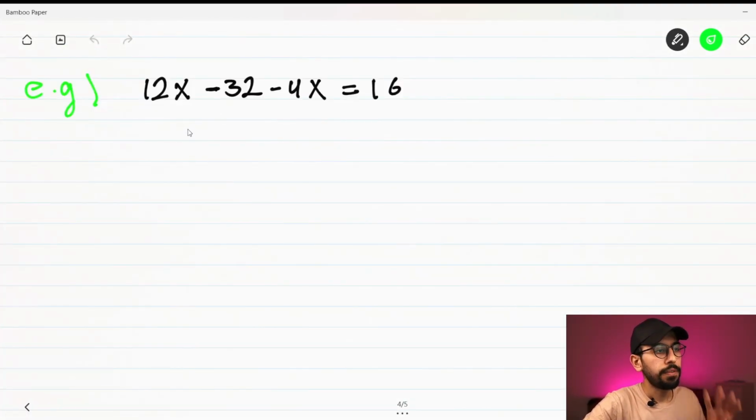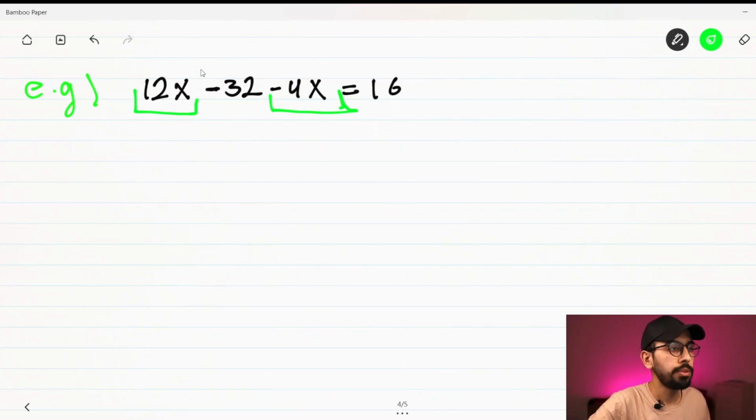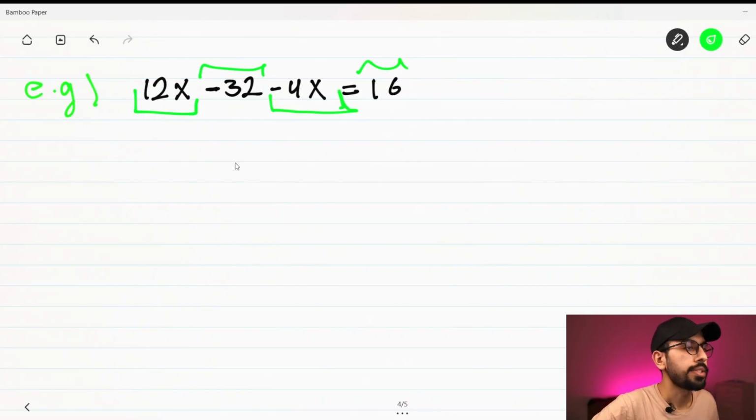In this example, we have 4 terms. 12x minus 32 minus 4x equals 16. We need to do like that in order to know what terms we have. We have 2 terms with variables and 2 terms that are just numbers. And like we have said, the numbers on one side and the variables on the other side. So we will move this minus 32 to the other side. It will be like that.